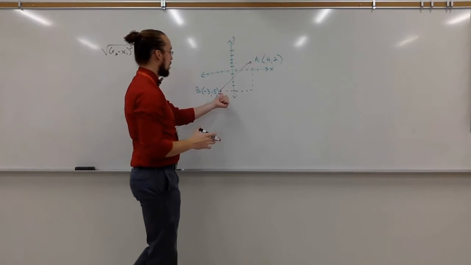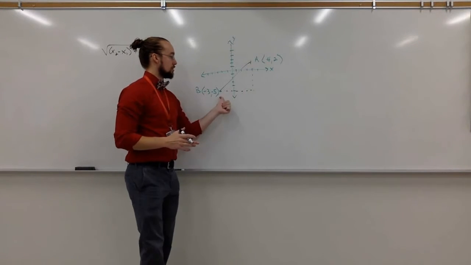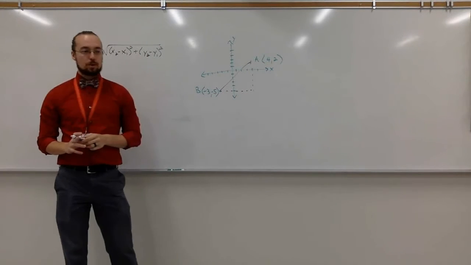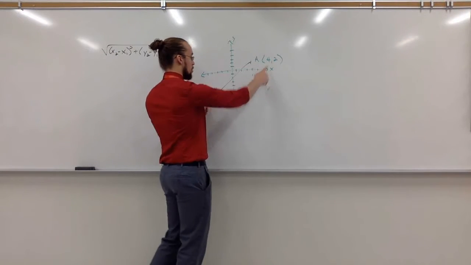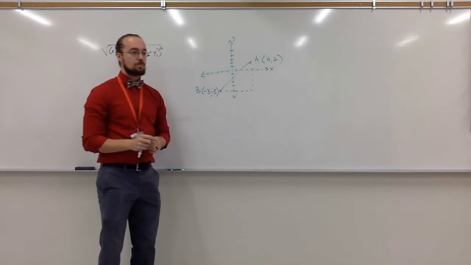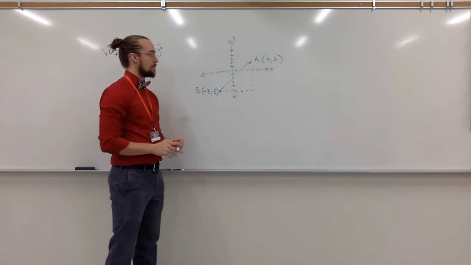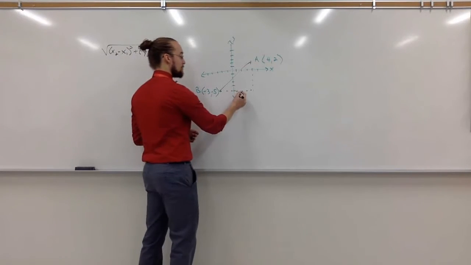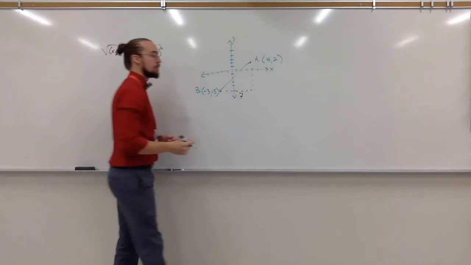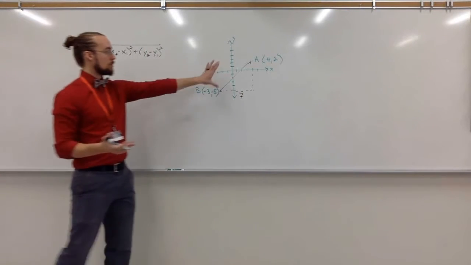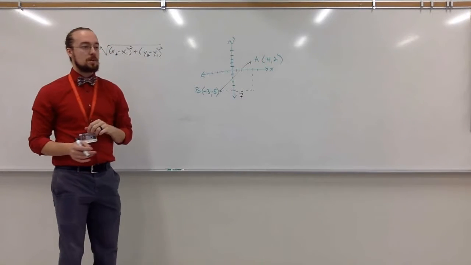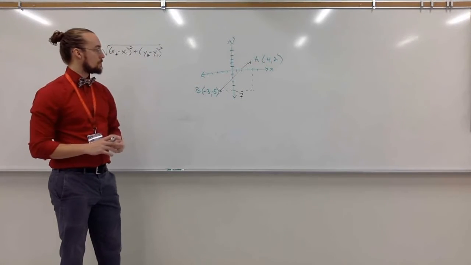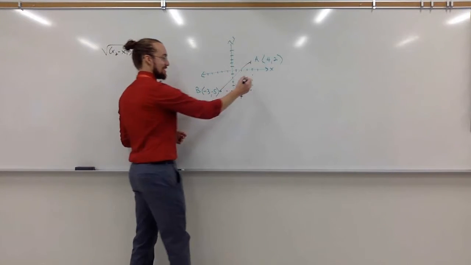Okay? The difference in the x coordinates. Well, my x's are -3 and 4. What's the difference there? 7. Right? So my right triangle has a side length of 7 here. What's the difference in my y's? 2 and -5? 7.